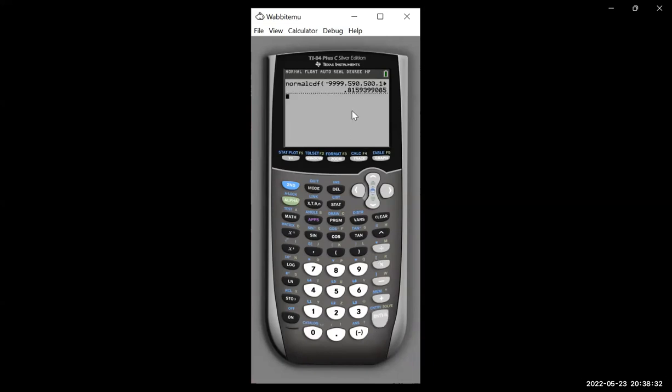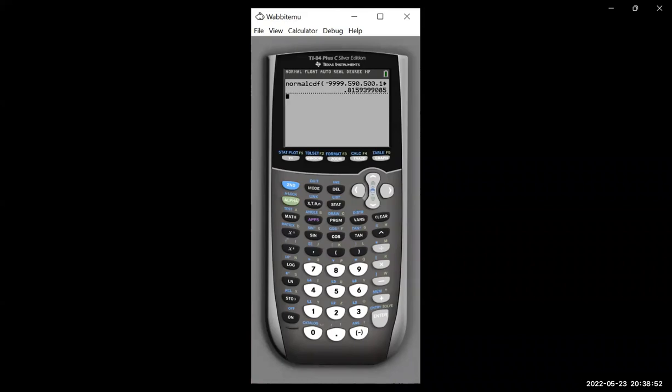Paste. All right. How did you get negative 9999? Oh, how did you put the negative in? Oh, the negative is this button. See this negative right here at the very bottom? You don't have to press anything else but that button, right? Yeah, just that button. Oh, okay.